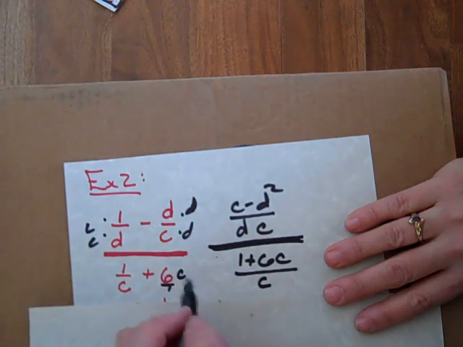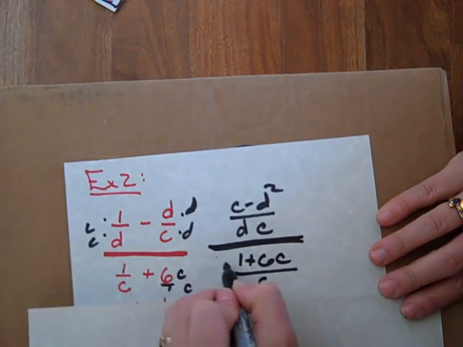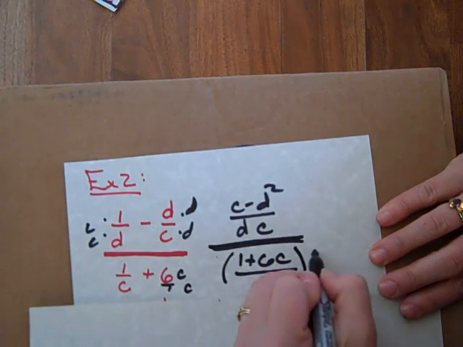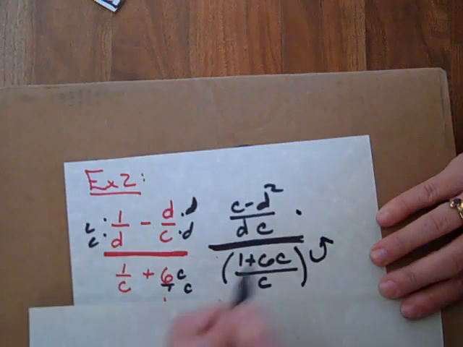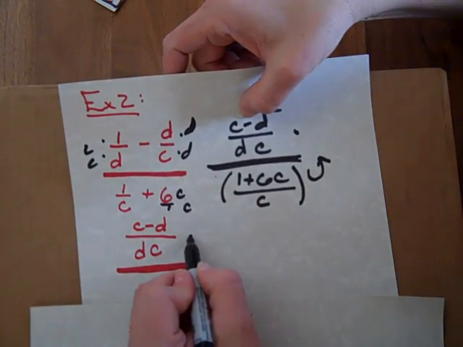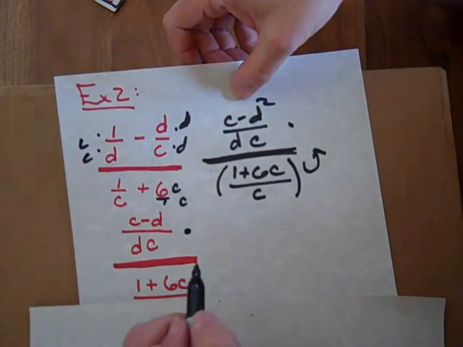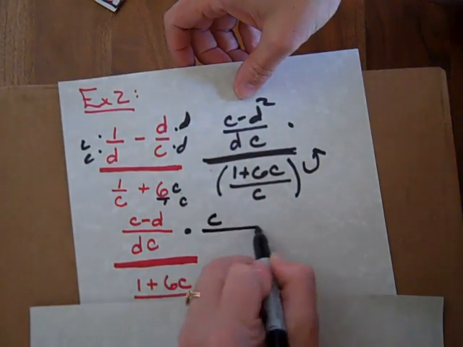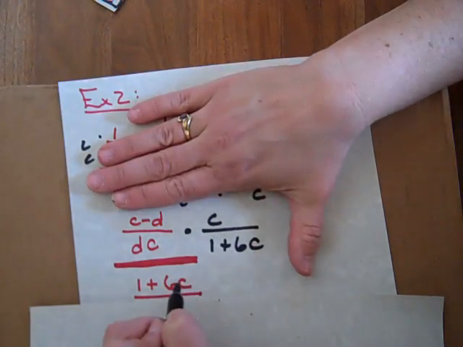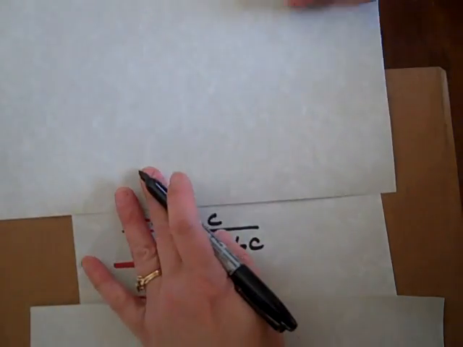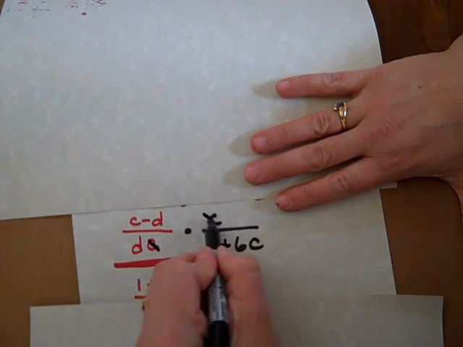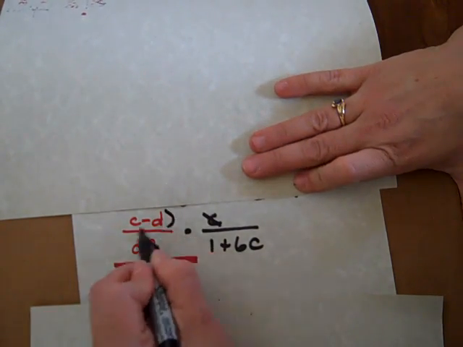Again, making that fraction bar in the middle nice and dark helps. We can now, because this has become one fraction, multiply by a reciprocal. So if we come up and we multiply by, the reciprocal would be c over 1 plus 6c. Okay? Just to not make this look so crazy. This is where we're at now with our problem. The c reduces, and that's really it. That's all that's going to reduce.